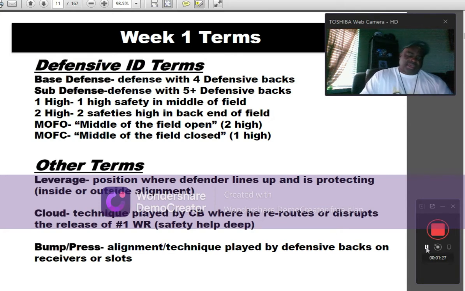Other terminology that you really need to understand: the leverage positions where defenders line up, protecting the inside and outside alignment. Cloud techniques are played by cornerbacks, where he reroutes and disrupts the release of a number one receiver to help the safety deep. Bump and press are alignment techniques played by a defensive back on the receiver in the slot.